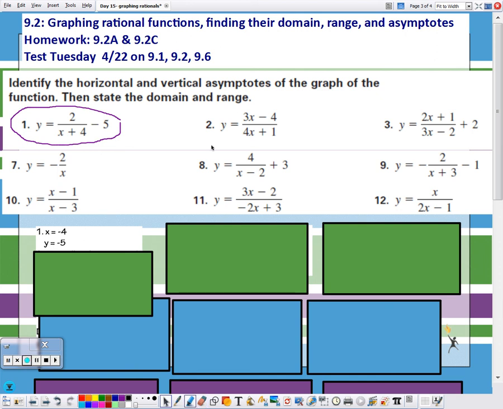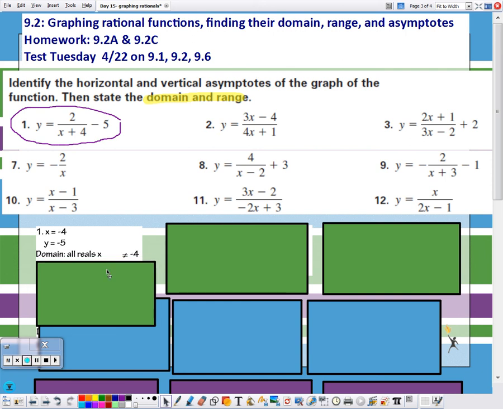We are also asked for the domain and the range. The domain and the range here are going to be very simple for our purposes. All it's going to be is all real numbers for the domain where x cannot equal -4. And for the range, all real numbers where y cannot equal -5. So take a minute, find a buddy, pause the video, and try the other 11 problems. I'll reveal all the answers in a minute.